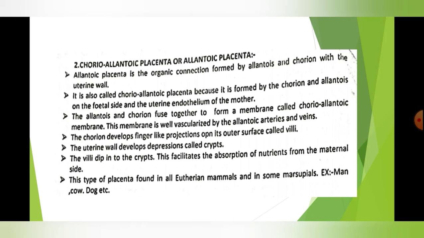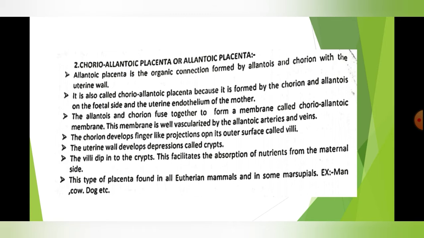It is formed by two embryonic membranes called allantois and chorion. It is also called chorioallantoic placenta because it is formed by the chorion and the allantois on the fetal side and the uterine endothelium of the mother. These two are the fetal membranes coming from the fetal side, and from the mother's side, the uterine endothelium will come.